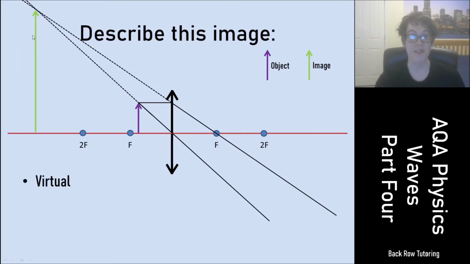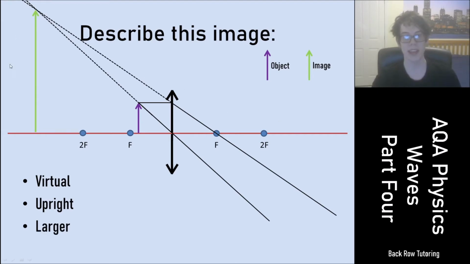This image is virtual because the rays which cross are both dotted and they are both virtual rays. That means the image produced is virtual. We know that it is upright because it's the same side of the principal axis as the object is. And we know that it's larger because, as you can see from this diagram, this object here is much larger than this object here. Or should I say this image is much larger than the object itself.